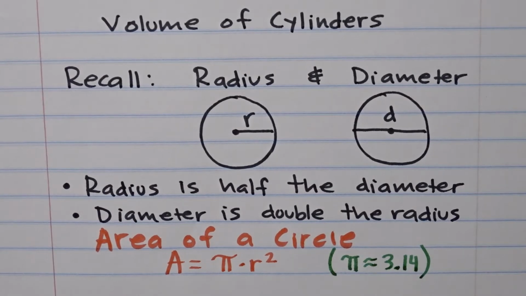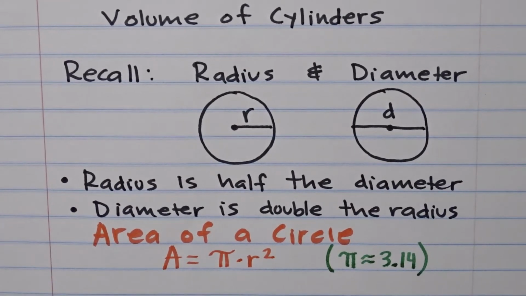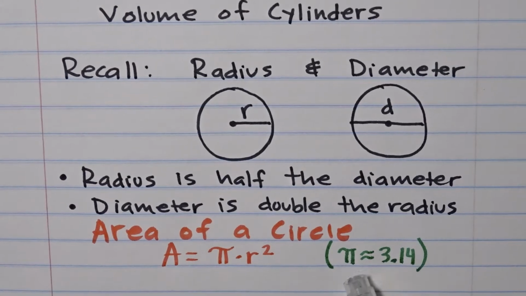So in our calculations, whenever we see pi, pi represents a never-ending decimal, but we're going to just use 3.14 as an approximation, which is why the lines are squiggly. This means approximately.